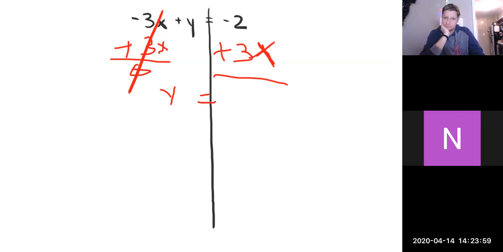Wait, so I do -2 plus 3? Well, you can write it -2 plus 3x. But remember what I was saying before: we want the x term to be first in that expression, because that's what our answers are going to look like on the quiz worksheet. So let's write the 3x term first on the right side and then write the -2.